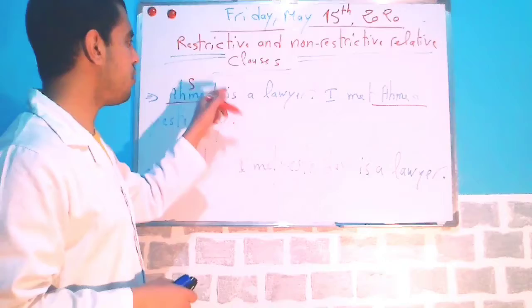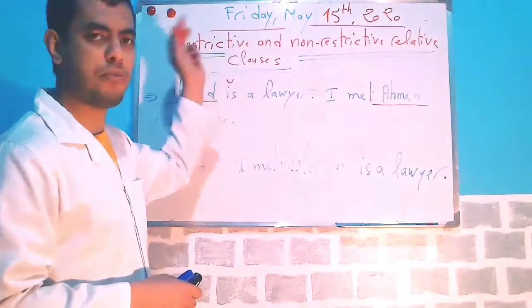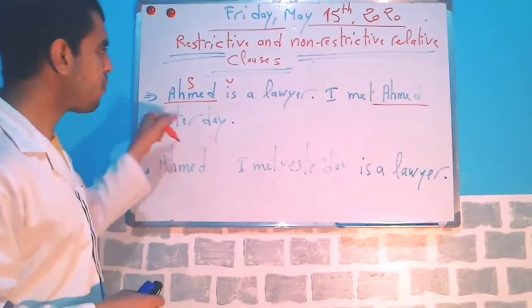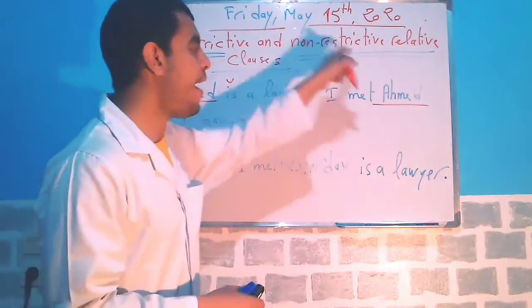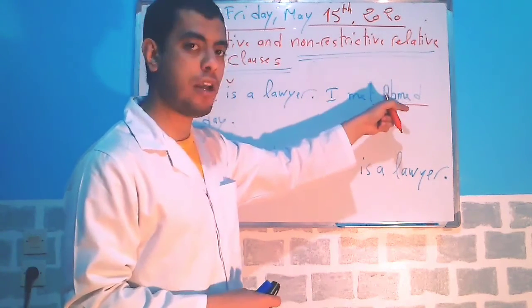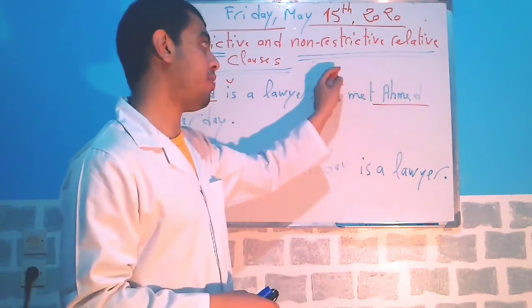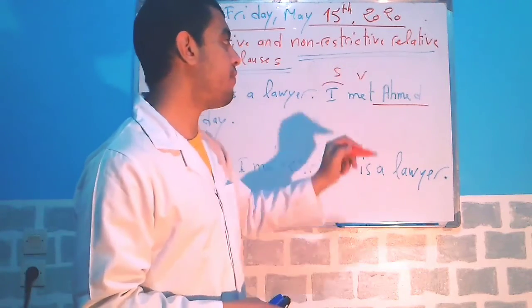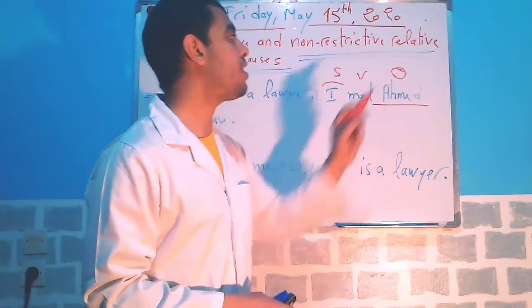Ahmed is a lawyer. Verb, subject, complement. Let's go to the second. Look here. I met Ahmed. What is I? It's a subject. Met is a verb. Ahmed is an object.